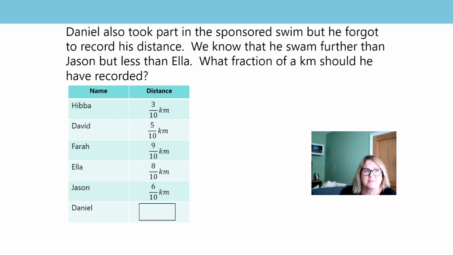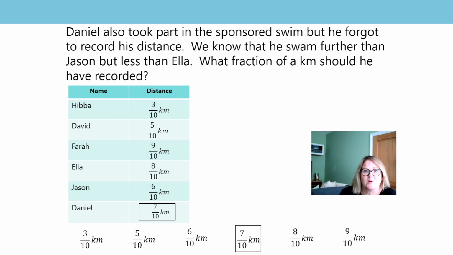What have you noticed? We know all of the other distances, and so we know he's more than Jason but less than Ella. So let's have a look. We've got 3/10 of a kilometre, 5/10, 6/10, 8/10 and 9/10 of a kilometre. So what could Daniel's distance have been here? That's right, we need to look at the numerators. What is greater than 6 but less than 8? Did you say 7/10 of a kilometre? Well done.